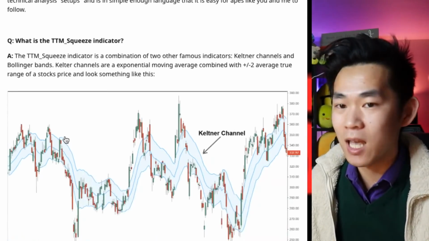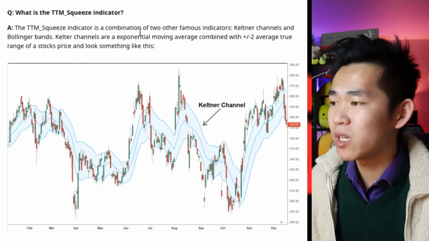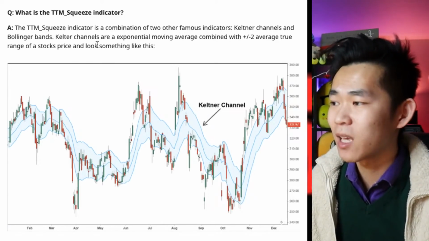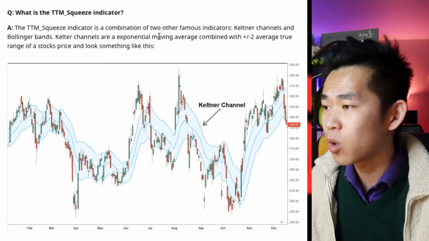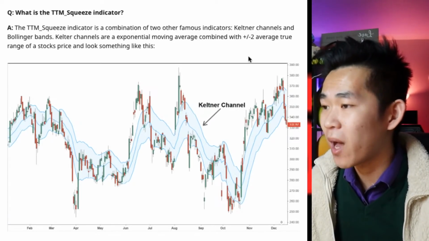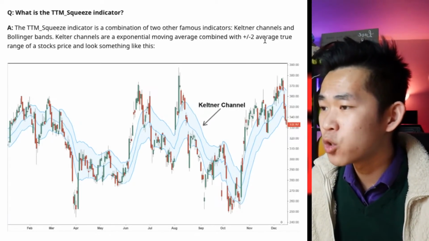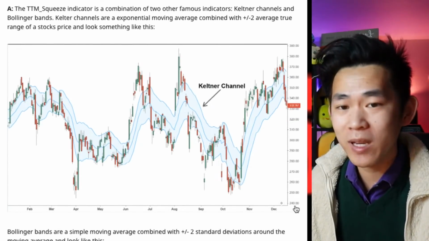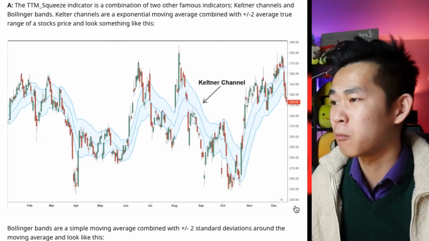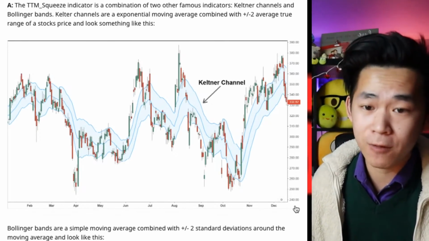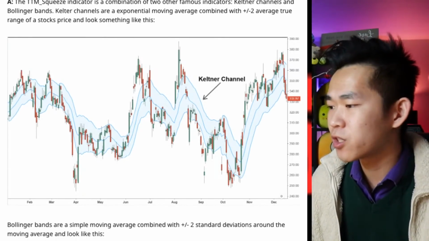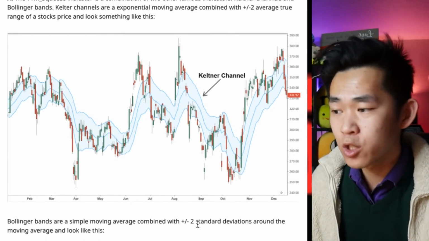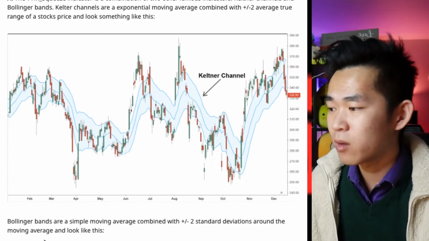What is the TTM squeeze indicator? It is a combination of two other famous indicators, Keltner channel and Bollinger Bands. Keltner channels are exponential moving averages combined with plus or minus 2 average true range of the stock's price and look something like this. So it's basically like a moving line chart with a confidence interval. Bollinger Bands are a simple moving average combined with plus or minus 2 standard deviations around the moving average and look like this.